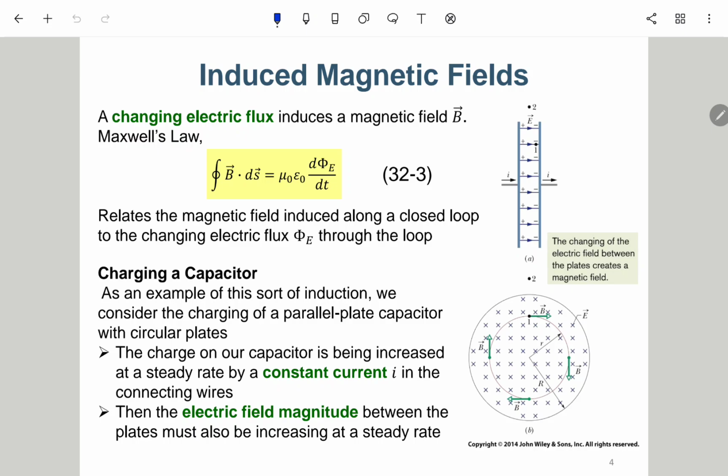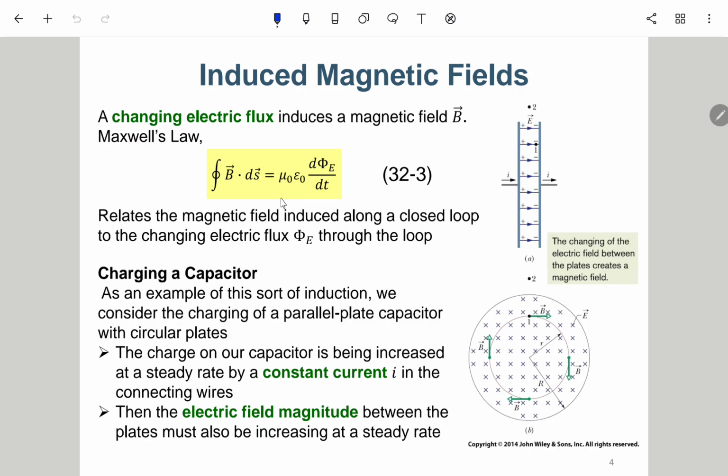Induced B field. In chapter 30, we have learned the induced E field in Faraday's law. So here we also have induced B field. It says a changing electric flux induces a magnetic field B, and this is called Maxwell's law.